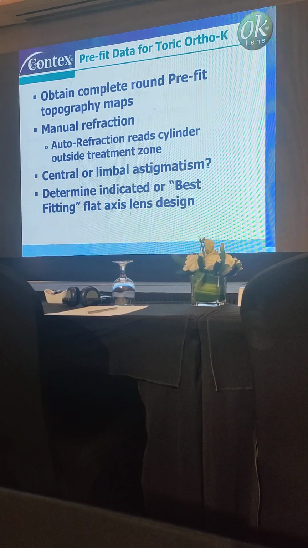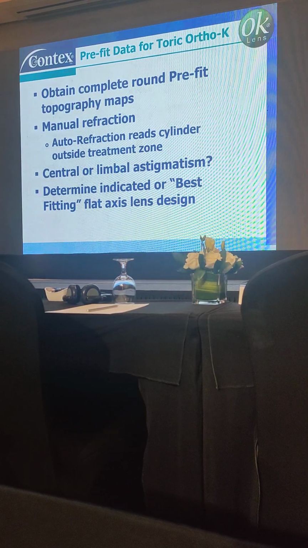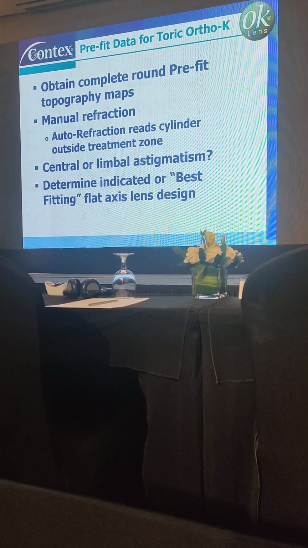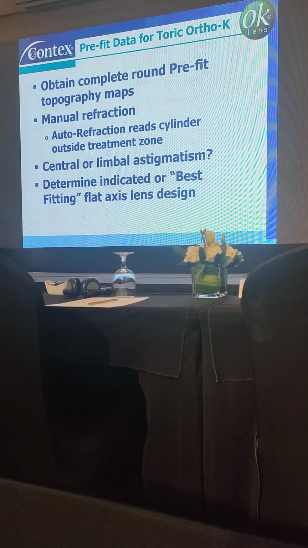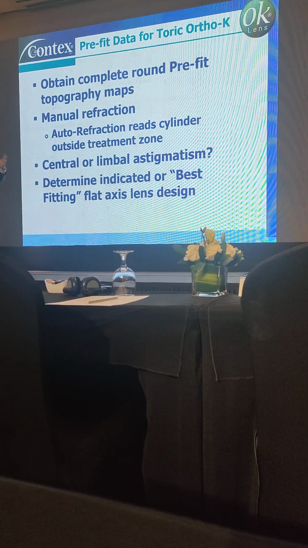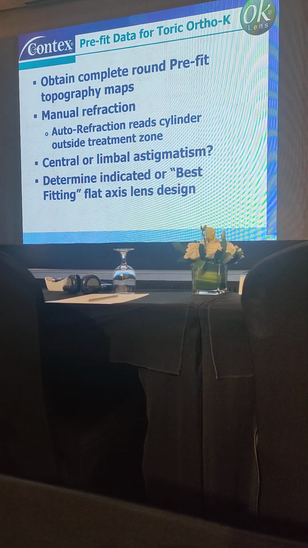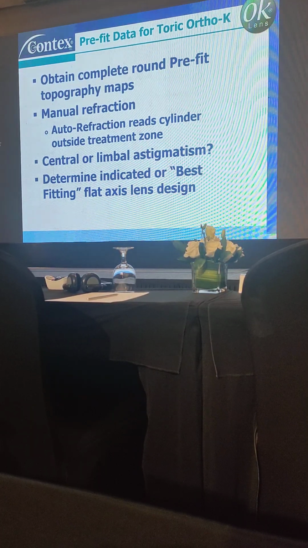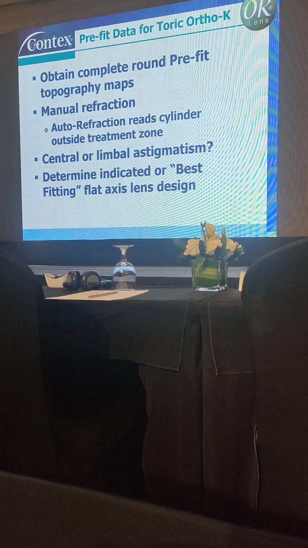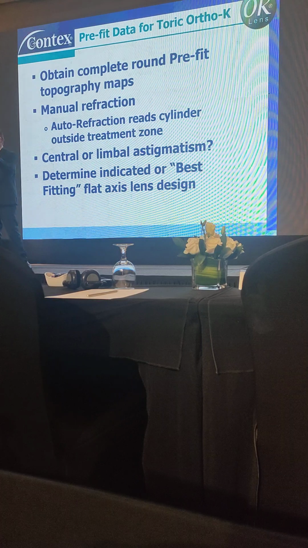That's important because when we get customers who want to order a lens over the phone and they give us K readings and they say it's 43, 46, -4, -2, and we have no topography map, we don't know what kind of astigmatism it is. And if it's central astigmatism and we make a limbal astigmatism design, it's going to fit much too tight vertically, way too steep. So those are all very important things that you need to learn.